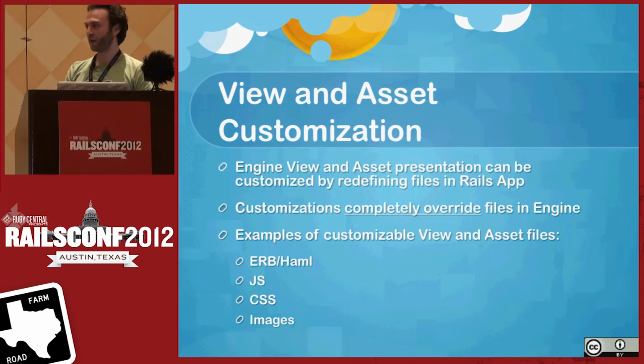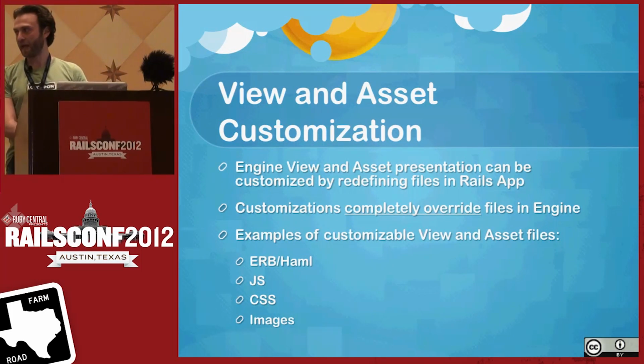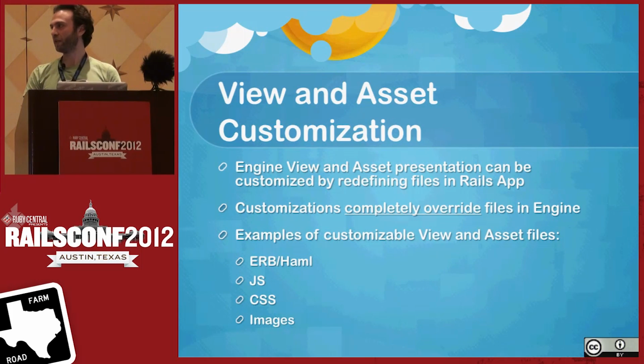So examples of files you can override, like ERB and HAML files, depending on what you're using, JavaScript files, CSS files, images. You can override any of that, which is great, because that means you can reuse JavaScript front-end logic, put it completely in the engine, and then only override the JavaScript behavior in one of the apps, say. You can still do that. So it's not just limited to Rails MVC. It's also applicable to client-side MVC.